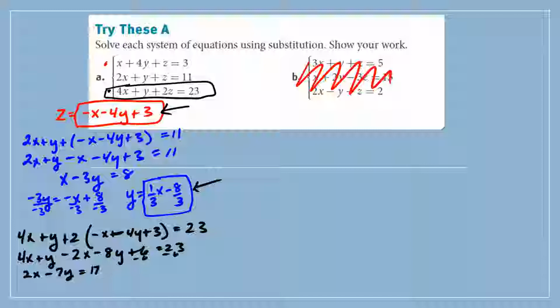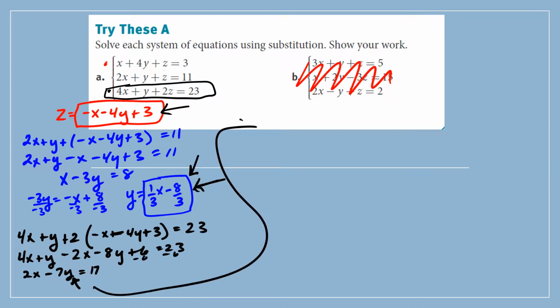Okay. Now I'm going to go ahead and put my y in, okay? So here's what my y equals, this blue stuff right here. And I'm going to put it in right there for y. So I'm going to bring all this over here and keep going. So I would have, let's see, I'll change the color here. So I'll have 2x minus 7 times, and for y, I put in 1/3 x minus 8/3.